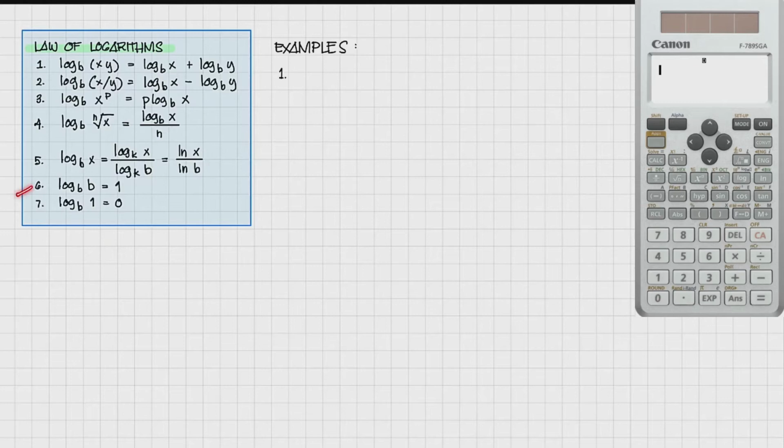And then number 6: log of b, base b, is just equal to 1. And then number 7, our last: log of 1, base b, is just equal to 0.